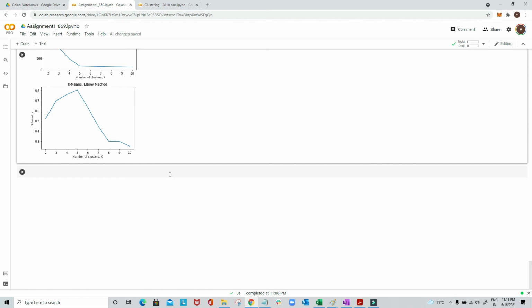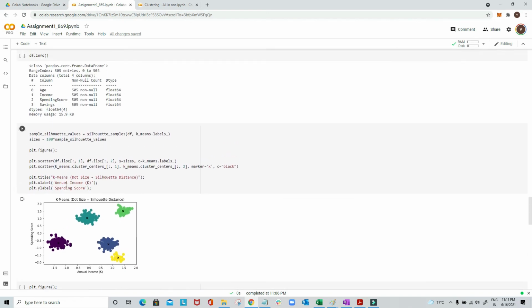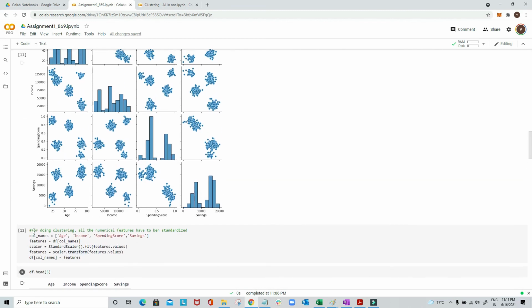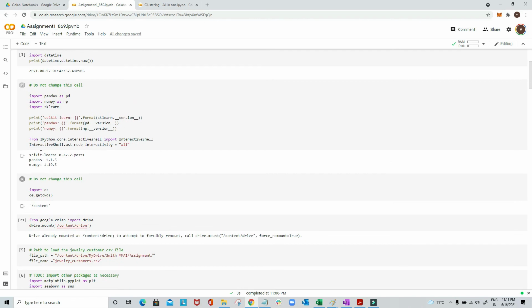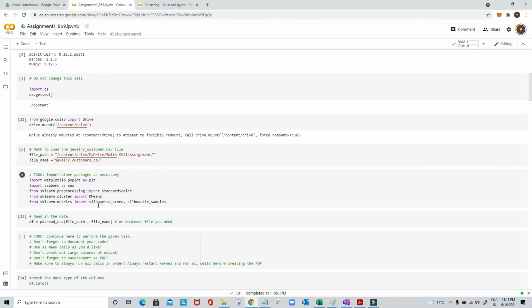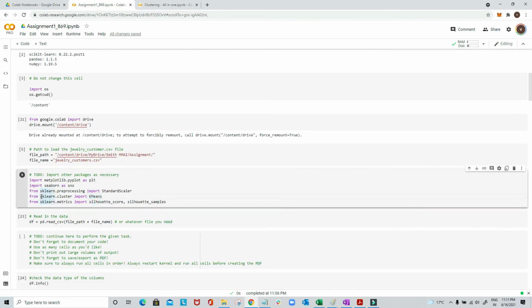Yep. And I'm sorry, I forgot to tell you one more thing. This KMeans method is available in sklearn.cluster. And the metrics for evaluating the clusters, that is the Silhouette score or inertia, are present in sklearn.metrics.